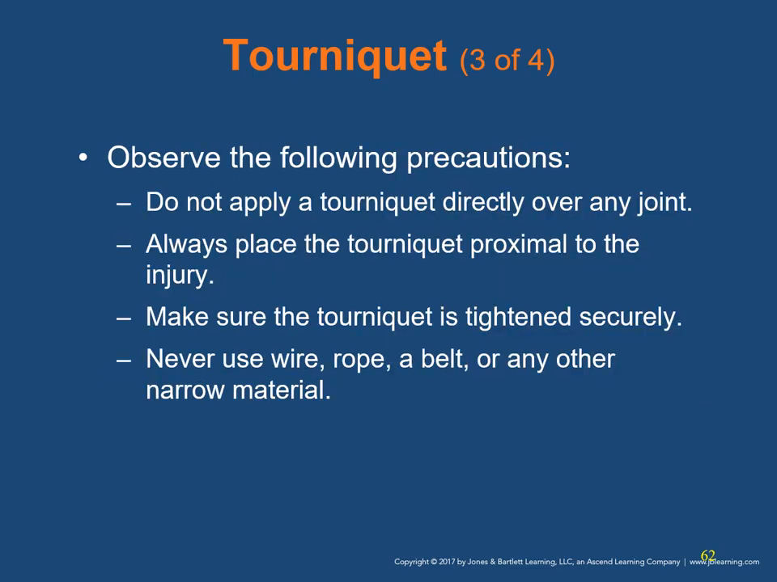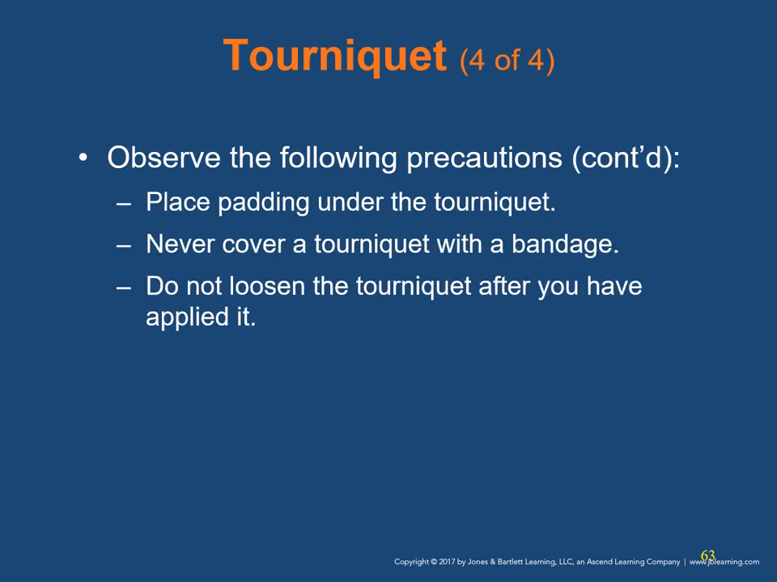Whenever you apply a tourniquet, make sure you observe the following precautions. Do not apply a tourniquet directly over any joint. Always place the tourniquet proximal to the injury. Make sure the tourniquet is tightened securely. Never use wire, rope, a belt, or any other narrow material because it could cut into the skin. Place padding under the tourniquet if possible to protect the tissue and help with arterial compression. Never cover a tourniquet with a bandage. Do not loosen the tourniquet after you have applied it.